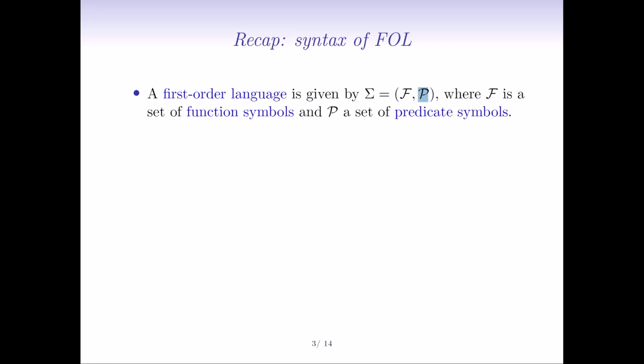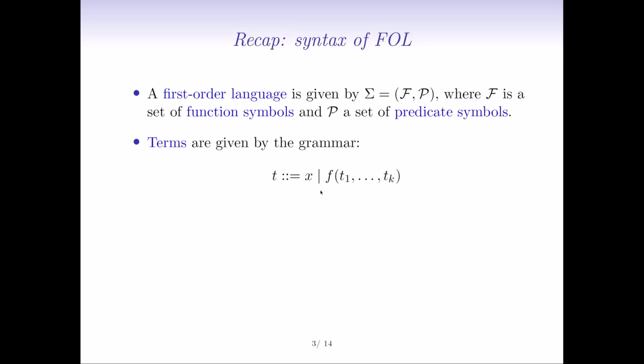So let us begin by recalling where we got to by the end of the previous two lectures. First of all, the syntax of first order logic. Remember that we have this concept of a first order language, which is given by a set of function symbols together with a set of predicate symbols. So for a first order language, I'm usually writing the symbol sigma, and that's given by curly F for the function symbols and curly P for the predicate symbols.